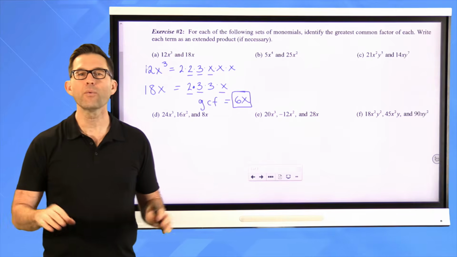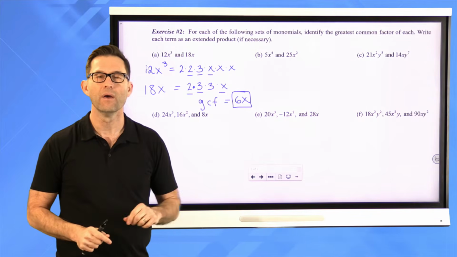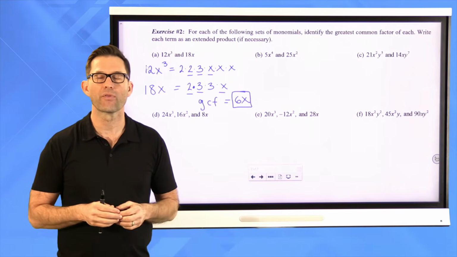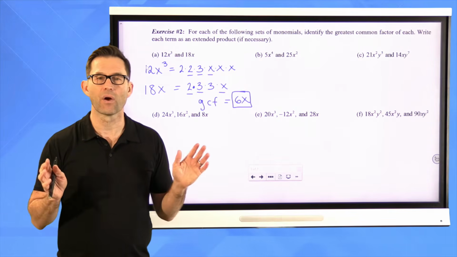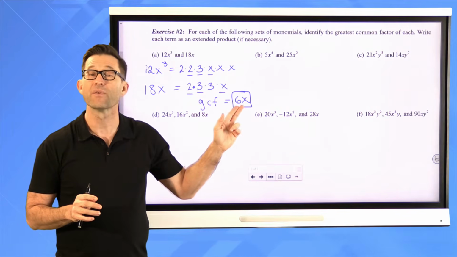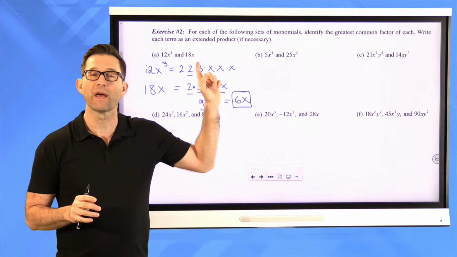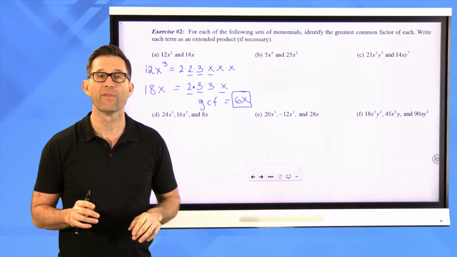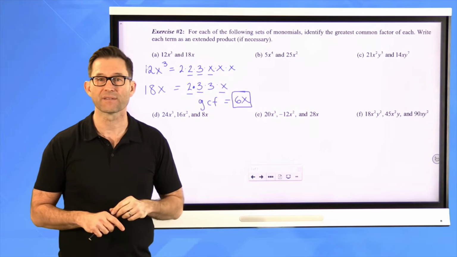Now again, how do we do this more quickly? Well, we say to ourselves 12 and 18. What is the largest number that goes into both? Well, 2 goes into both, 3 goes into both, 6 goes into both, and 6 is the largest one that will divide both 12 and 18 nicely, so that's part of our greatest common factor. Notice this one has an x cubed and this one has an x to the first, so the most x that can be common to both of them is x to the first. So our GCF is 6x.